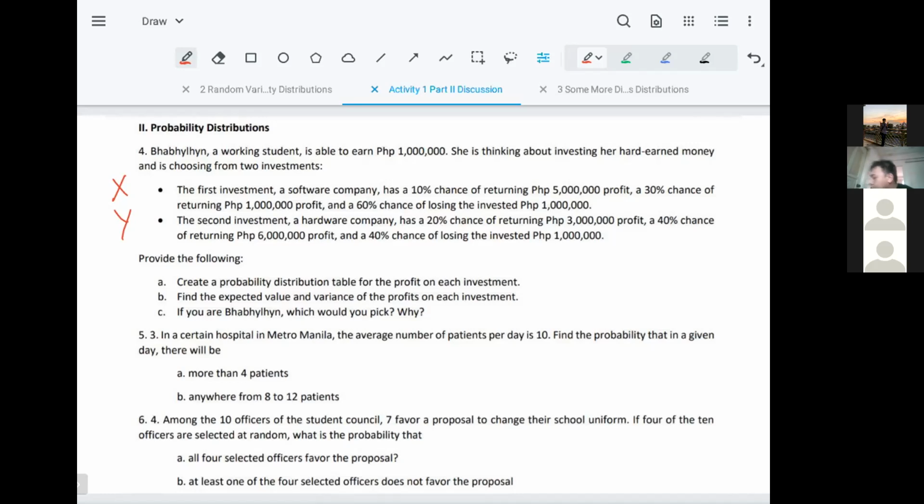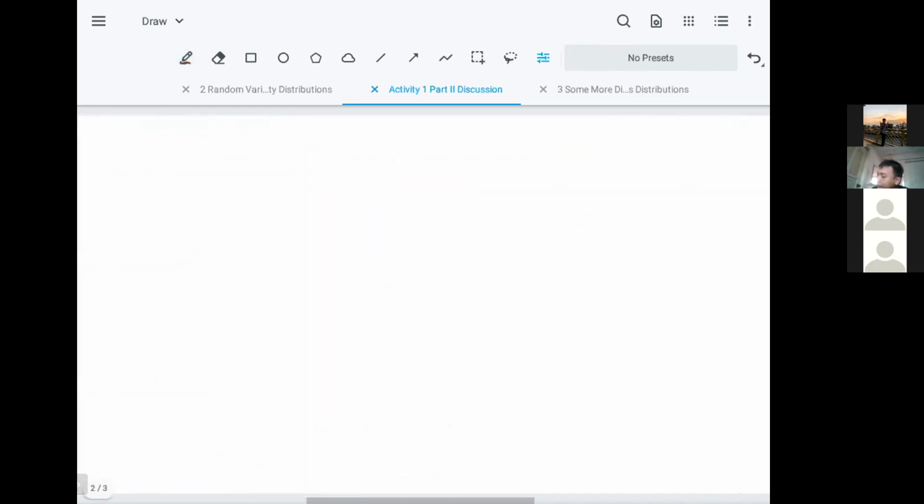Among 10 officers of the student council, 7 favor a proposal to change their school uniform. If 4 of the 10 officers are selected at random, what's the probability that yan? A or A, B? So first, define the random variable. X will be, ako na muna ulit, number of selected students who favor the proposal.